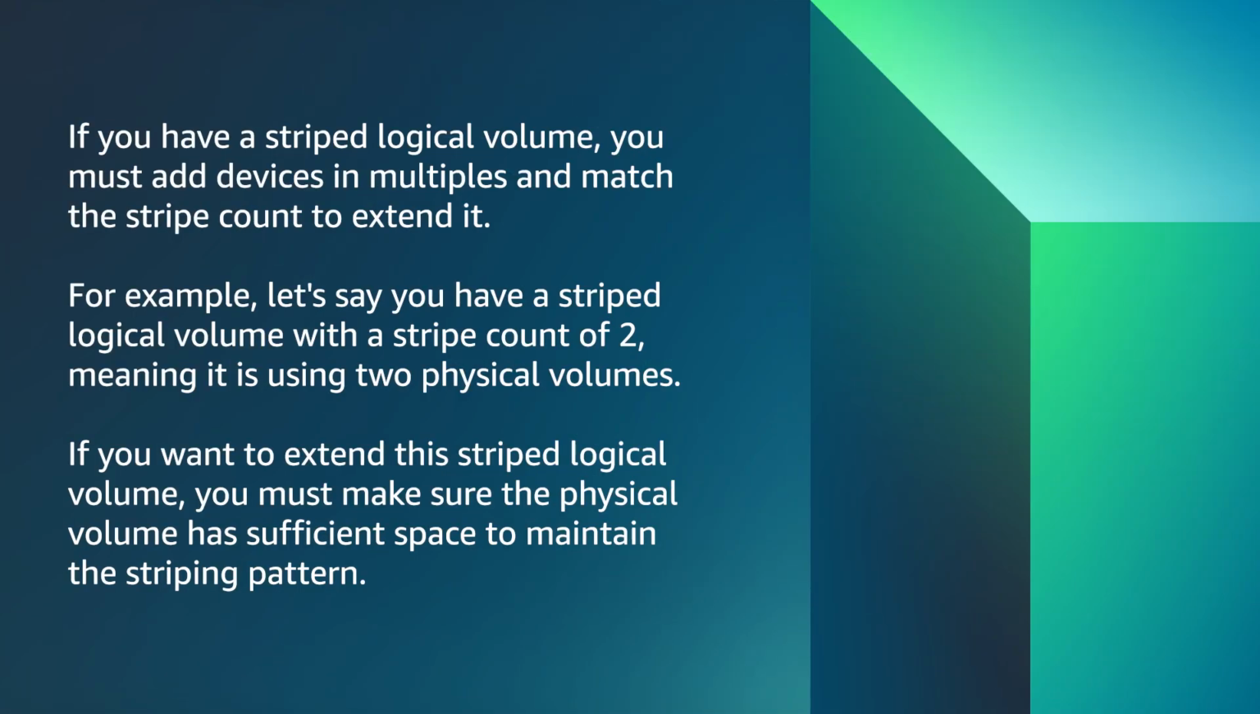If you have a striped logical volume, you must add devices in multiples and match the stripe count to extend it. For example, let's say you have a striped logical volume with a stripe count of 2, meaning that it's using 2 physical volumes. If you want to extend the striped logical volume, you must make sure that the physical volume has sufficient space to maintain the striping pattern.